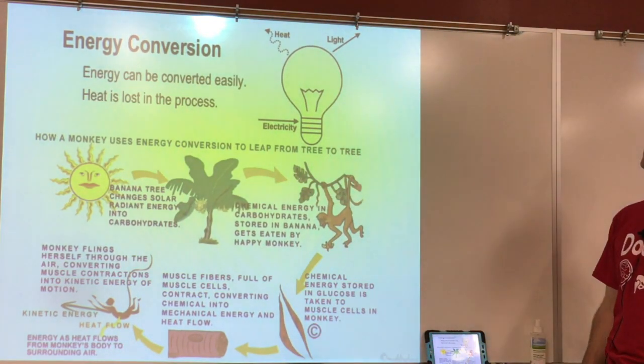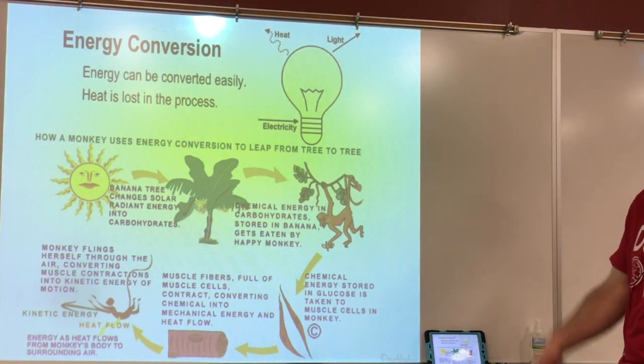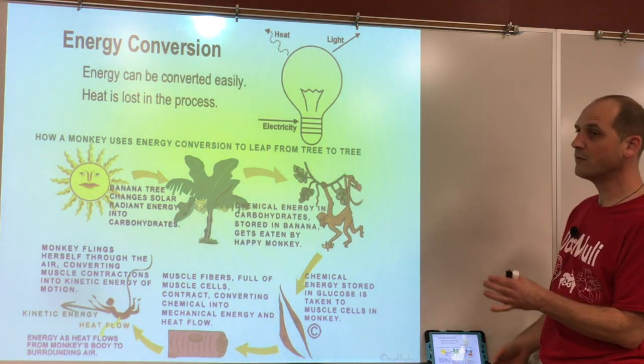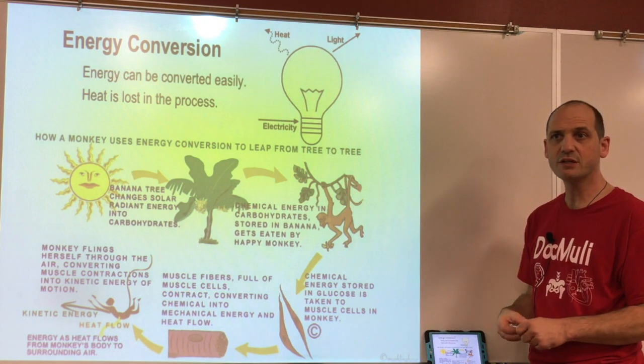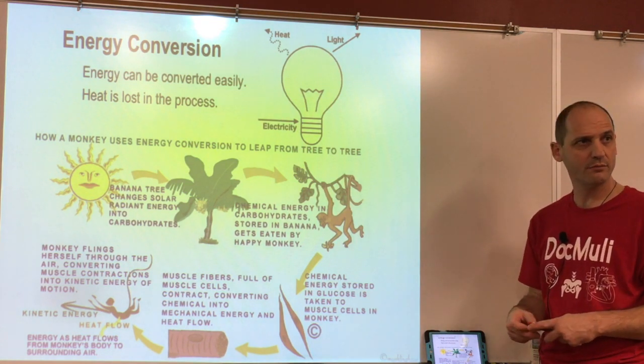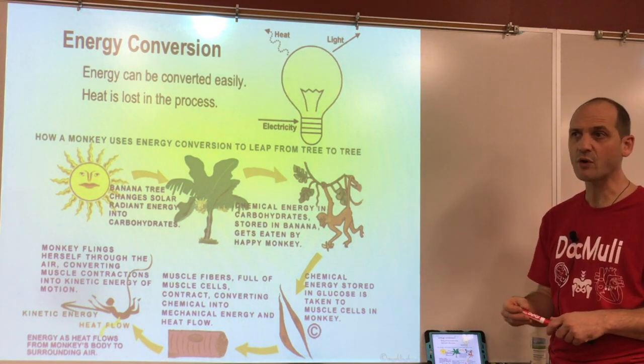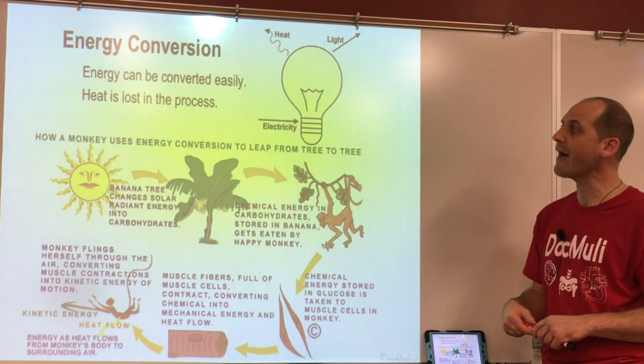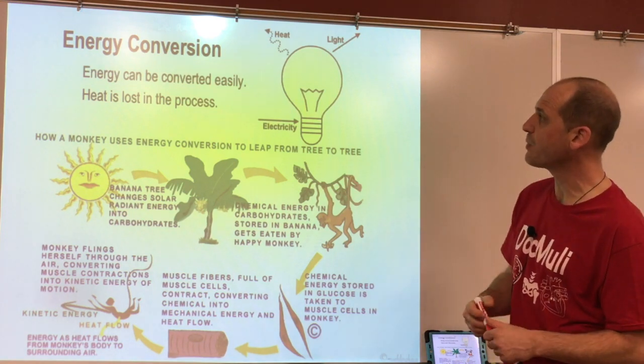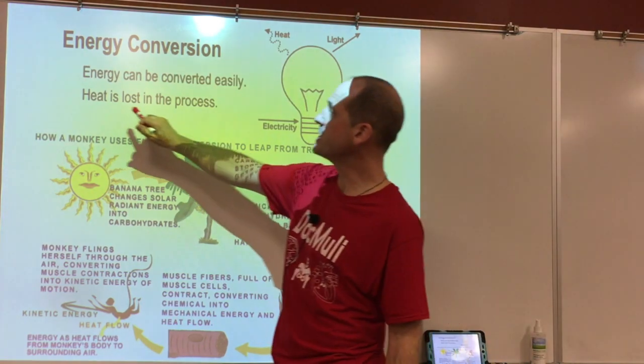When we convert energy from one form to another, we can do that very easily. We can take ATP and we can do work, and turn on a muscle, move, make it work. What happens though is we lose something in the process, and what we lose is heat.